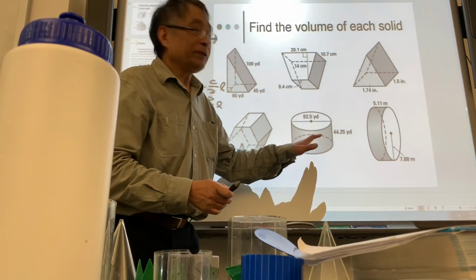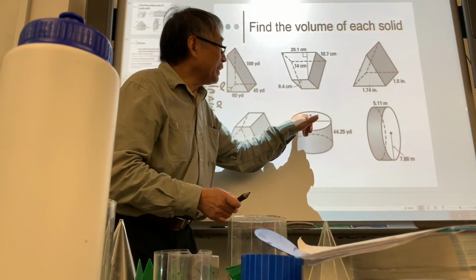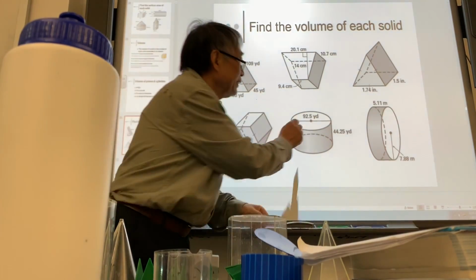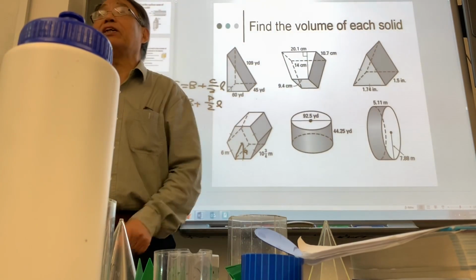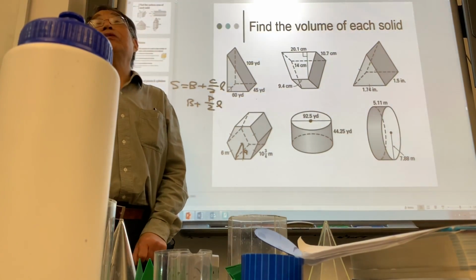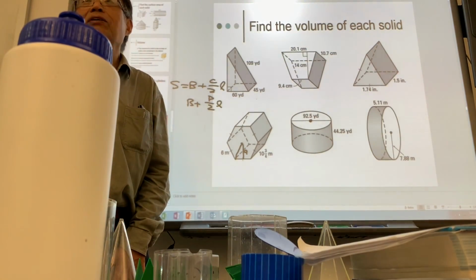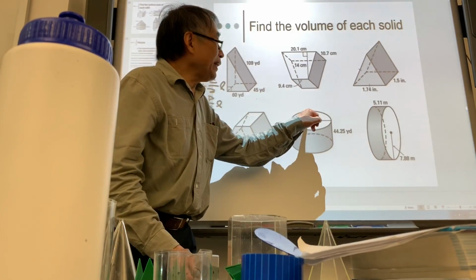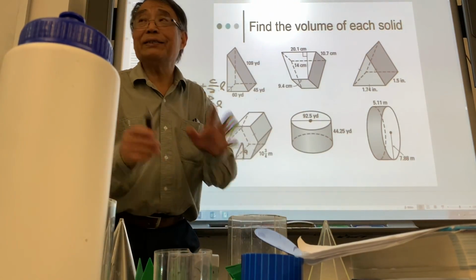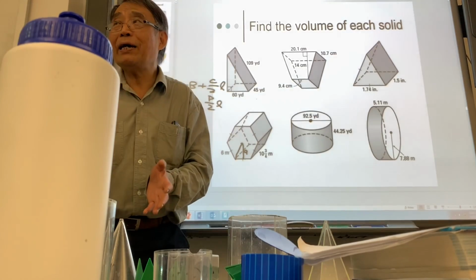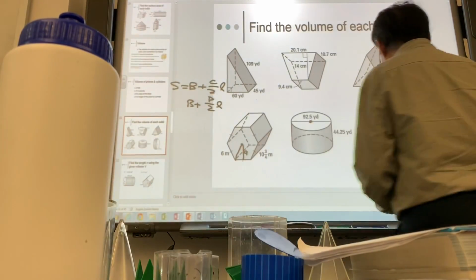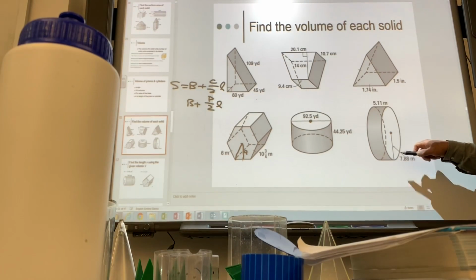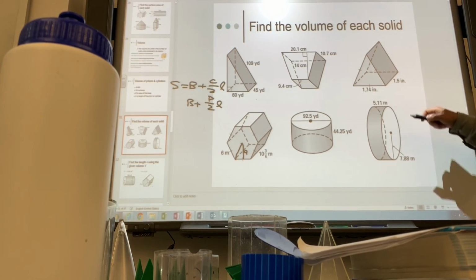Pi r squared times height. Be careful, 92.5 put in the middle means this is the diameter. 92.5 over 2, that is the radius. Pi r squared is the base area times height. Same thing, this means radius. Pi r squared times height.